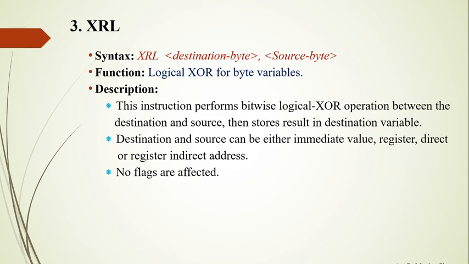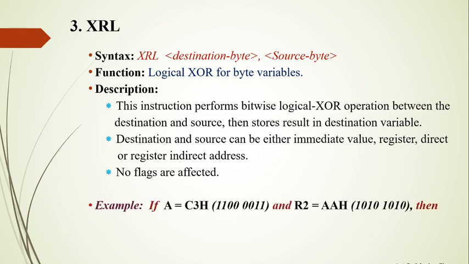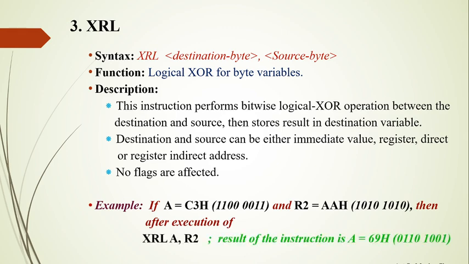For the XOR operation, if both variables are equal, then the result will be 0. If they are different, then the result will be 1. Let's see the example. Here A equals C3H and R2 equals AAH, that is 10101010. Then after execution of the instruction XRL A, R2, the result will be stored into the accumulator as 69H, that is 01101010.